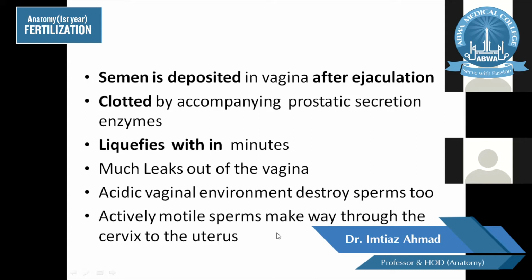Actively motile sperms will make their way through the cervix to the uterus. If you remember the structure of the sperm, it has a head, a neck, and a long tail. So the tail is used for the mobility of the sperm, the movement of the sperm from the site of deposition of the semen in the vagina, to move up through the cervix into the uterus and above through the fallopian tubes.